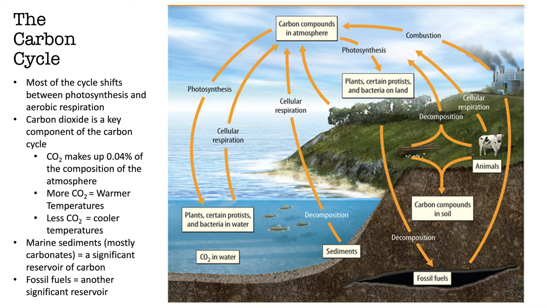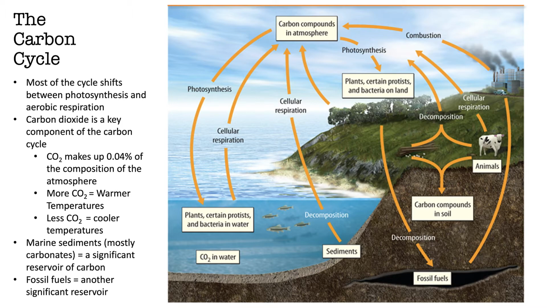Humans burn stuff on a massive scale: fossil fuels, oil, natural gas, coal, and we burn wood and other organic compounds and biomass pretty regularly too. So that's the carbon cycle in a nutshell. All right, again, focus on the main thing. It's an interaction between photosynthesis and cellular respiration.